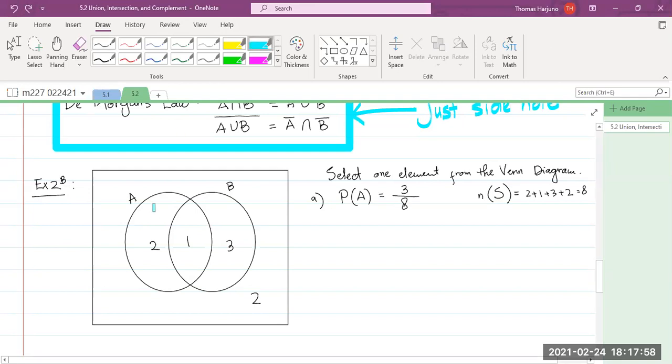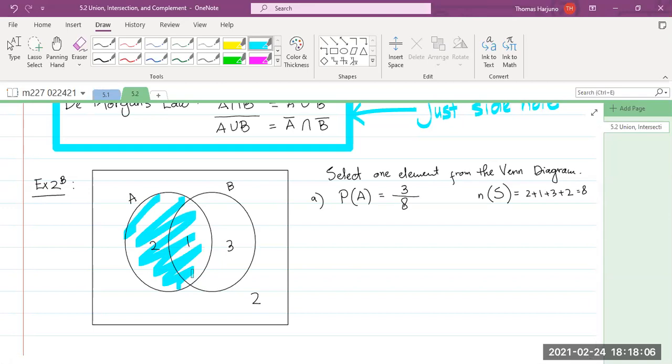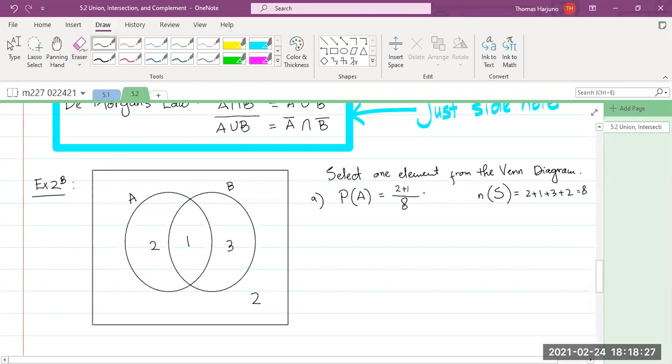Those numbers represent the number of elements in that region. Okay, now the number of elements in A cover this. Okay, that's the number of elements in A. Therefore, if I need to select one element at random, what is the probability that one element will be from A? That will be 3 over 8. Maybe I write how I get that 3. That's 2 plus 1 over 8. That's 3 out of 8. The number of elements in that set divided by the total elements in that Venn diagram.